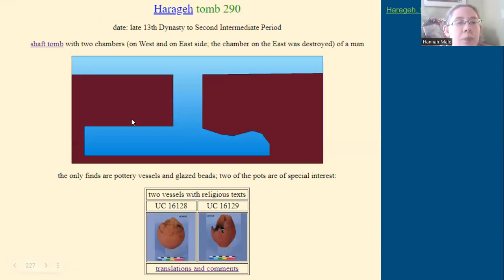This is another tomb that was found at that same cemetery, roughly the same date. And again, this is a 3D representation of the tomb. So it's a shaft type tomb, but it's a little bit more fancy because it has two chambers, one on the east and one on the west side. And then these are the finds that were discovered within the shaft tomb with the body.